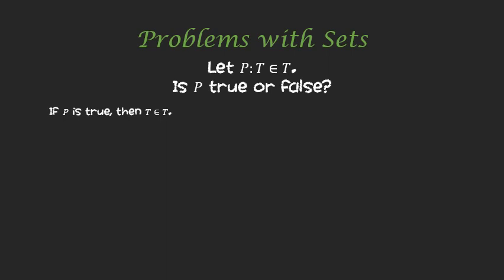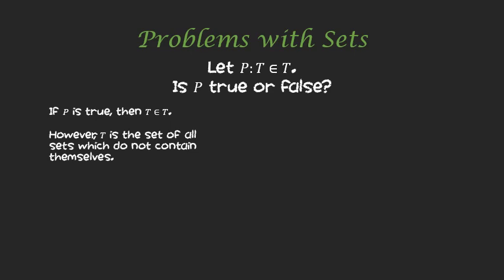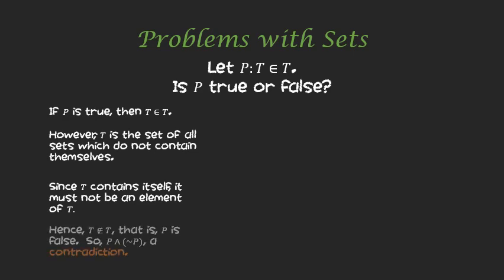So let's just assume it's true. Let's suppose P is true, and that would mean that T really is an element of itself. Remember how we define T, though. T is the set of all sets which do not contain themselves. Well, we just said T was an element of itself. So T does contain itself, and hence it must not be an element of T. That is, T is not an element of T. So that's the negation of P, right? P is false then. We assumed it's true.